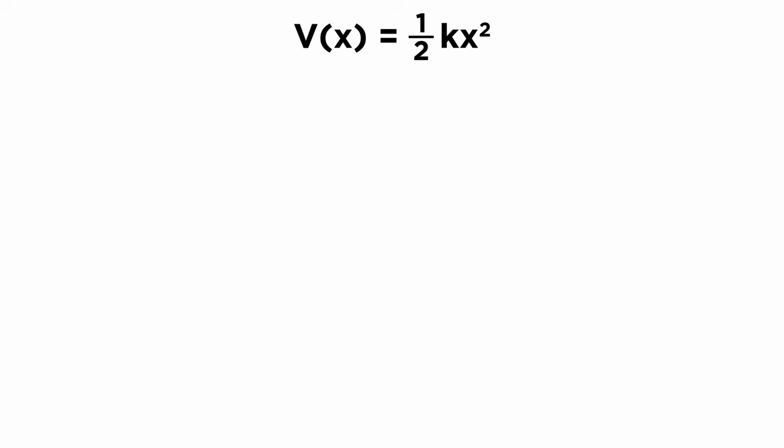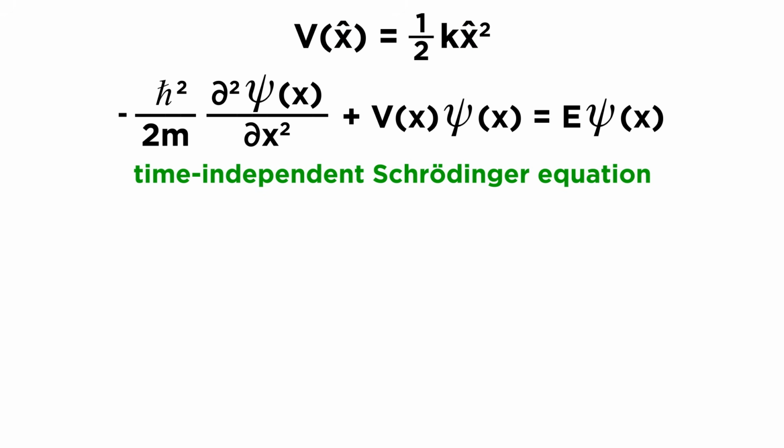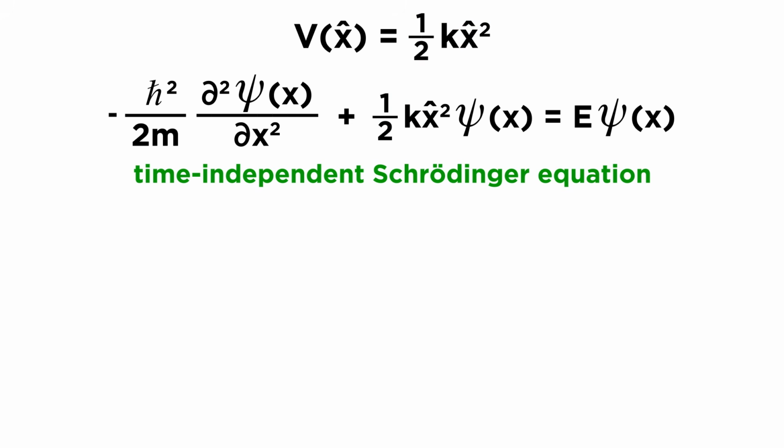So here is our potential, V of x equals 1/2 kx squared, which is what we would use for a macroscopic ball on a spring. To translate this to the quantum world, all we need to do is swap the variable x for the position operator x hat. Now we can solve the time-independent Schrödinger equation. First, let's recall the equation in its general form. And now we can simply plug in our potential in place of V of x.